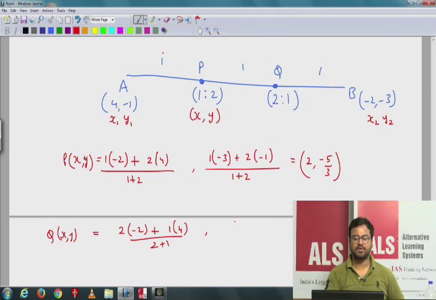Similarly, for the y case, 2 multiplied by right side y value, which is minus 3, plus 1 multiplied by the left side x value, which is minus 1, divided by 2 plus 1. So if you are going to solve this one, this will become 4 and minus 4, that would be 0, and 0 upon 3 is 0.